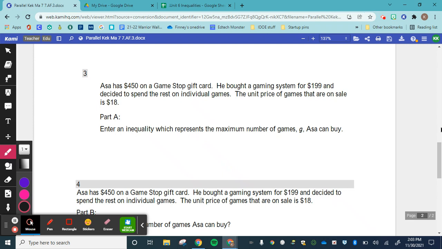This is the inequalities review, question 3. Question 3 and 4 go together. 3 is part A and 4 is part B of the same problem.